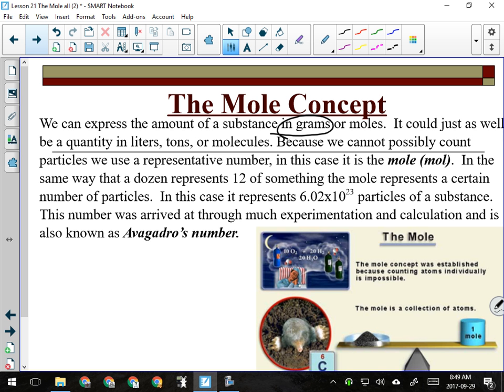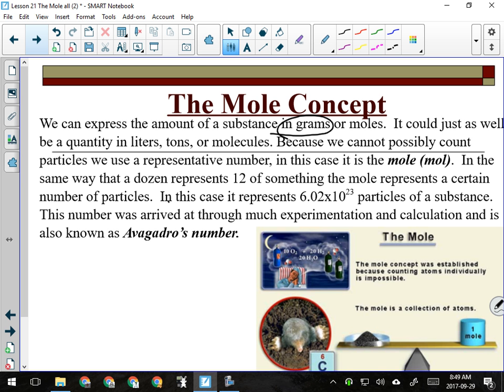Because we can't possibly count all of the particles, we use a representative number, in this case the mole. And like we said before, it works the same as a dozen. A dozen is always 12. It doesn't matter what you're talking about, a dozen always represents 12 of that. Whereas for a mole, it's 6.02 times 10 to the 23 particles of a substance.